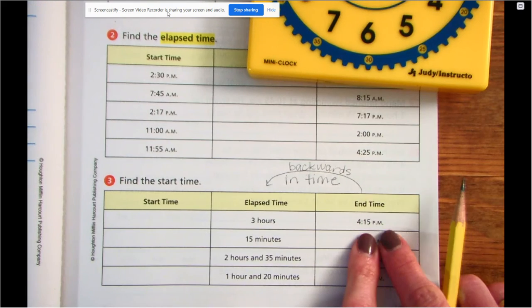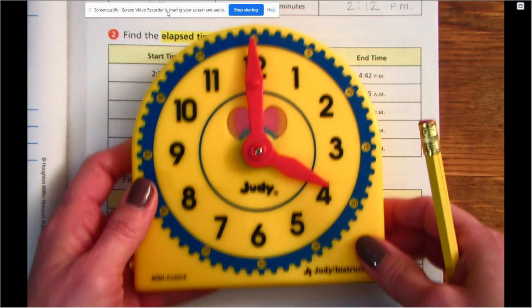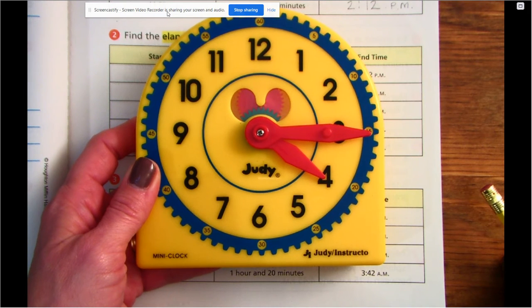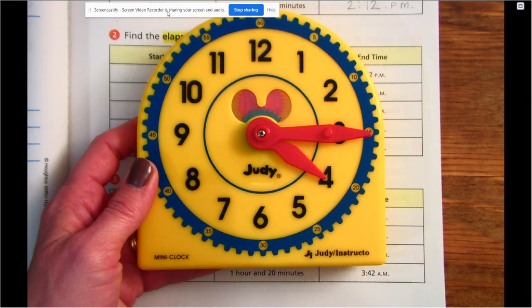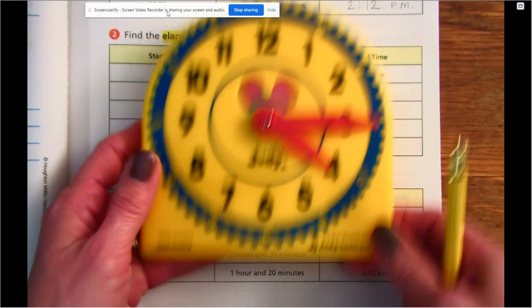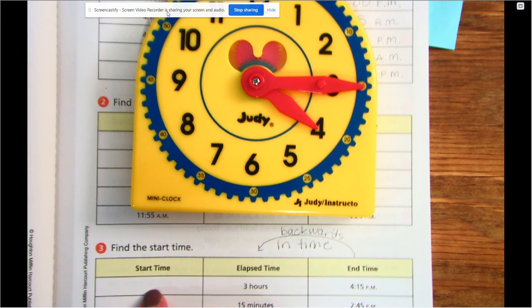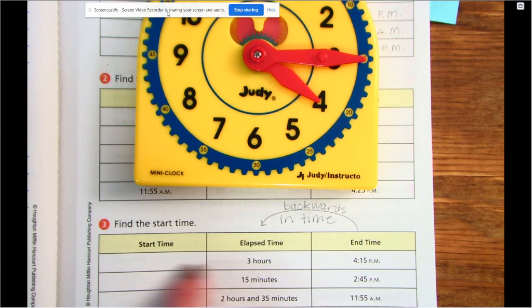Okay, so if my end time is 4:15 p.m., I'm going to make 4 o'clock. I always like to start like that. And 15 minutes after, that's also quarter after, because remember, we can break that into 4 quarters. 15 minutes is 1/4 of an hour. So if it's 4:15, right, I want to go backwards 3 hours to figure out what time is my start time. Let's say your soccer practice ends at 4:15 and it's going to be 3 hours long, right? You want to know what time it starts.